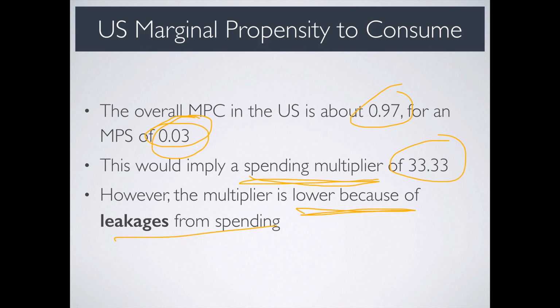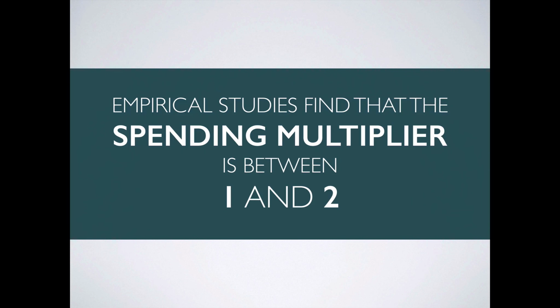In more advanced Keynesian economics, they use a more complicated multiplier to try to take account of these different leakages, and that'll give you a lower multiplier. The reality is that empirical studies have found that the spending multiplier is somewhere between 1 and 2. So even though it seems like it should be a lot higher if we just look at the raw number in the United States, what we find is the multiplier is actually a lot lower than that. Keynesian economists are well aware of this, and that's why they use a more complex multiplier.